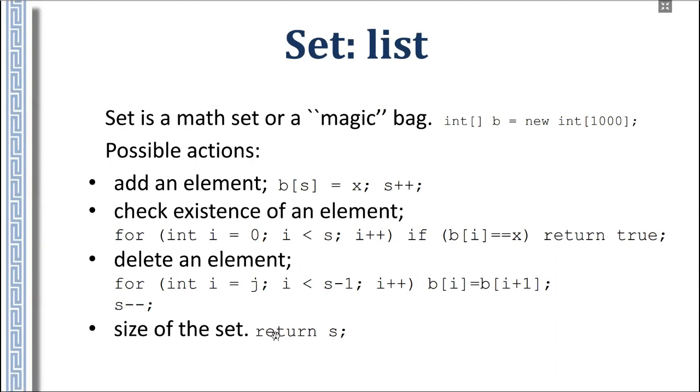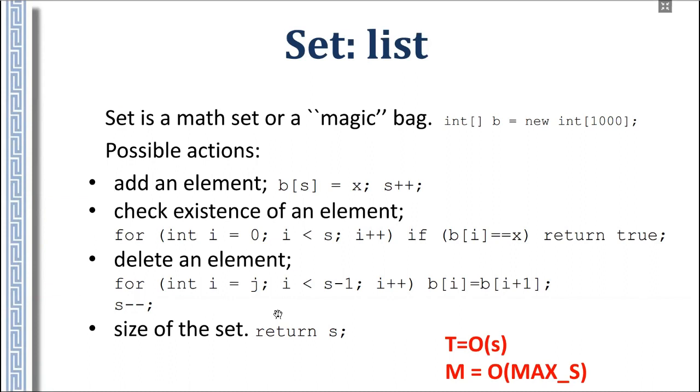Okay, and finding the size of the set is just returning this value S. Initially, for an empty set, S is 0. The time complexity of such actions is O of S, because each action, add and remove, also requires firstly checking existence and finding this position, and existence requires O of S operations.